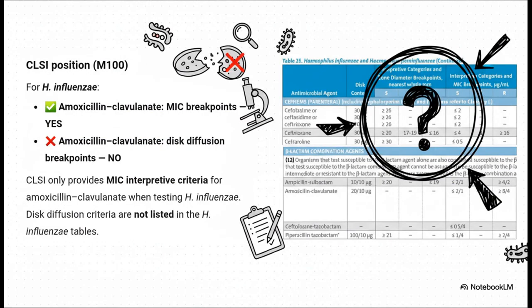So what's going on here? And just to be clear, this was no accident. This slide confirms it. The CLSI's official stance is crystal clear. For the bacteria H. influenzae, they provide criteria for one type of test, that's the MIC test, but they explicitly withhold it for the disc diffusion test. This was a deliberate choice, a conscious decision, and we are going to get to the bottom of why.